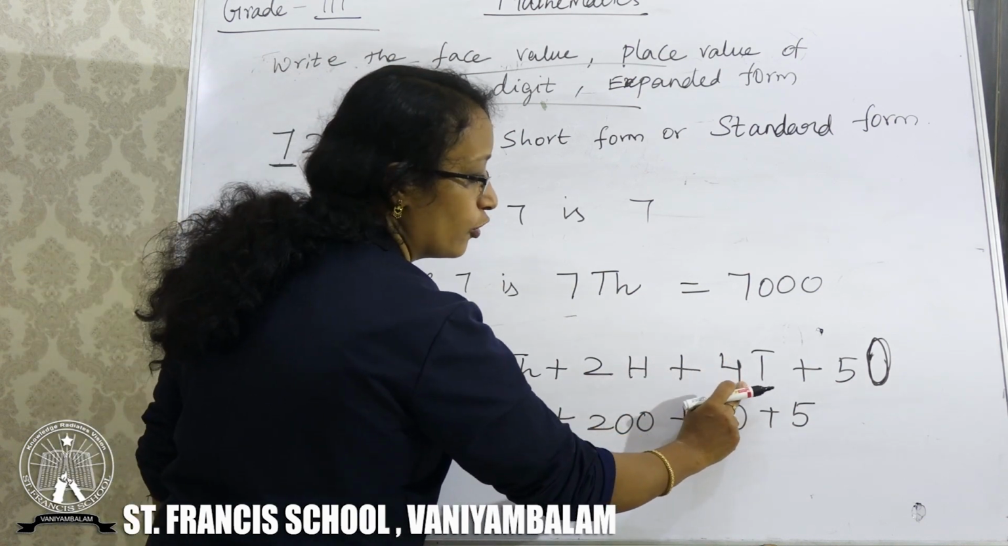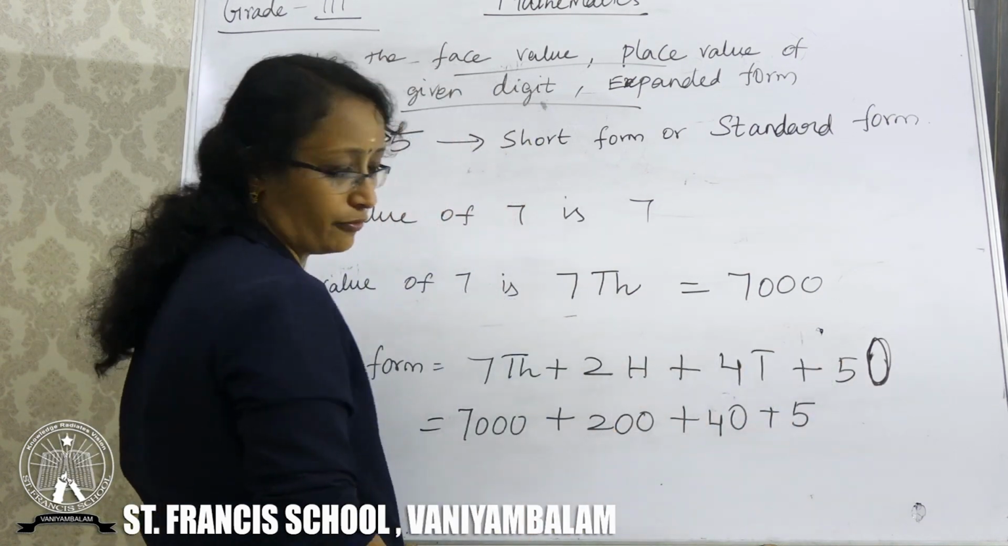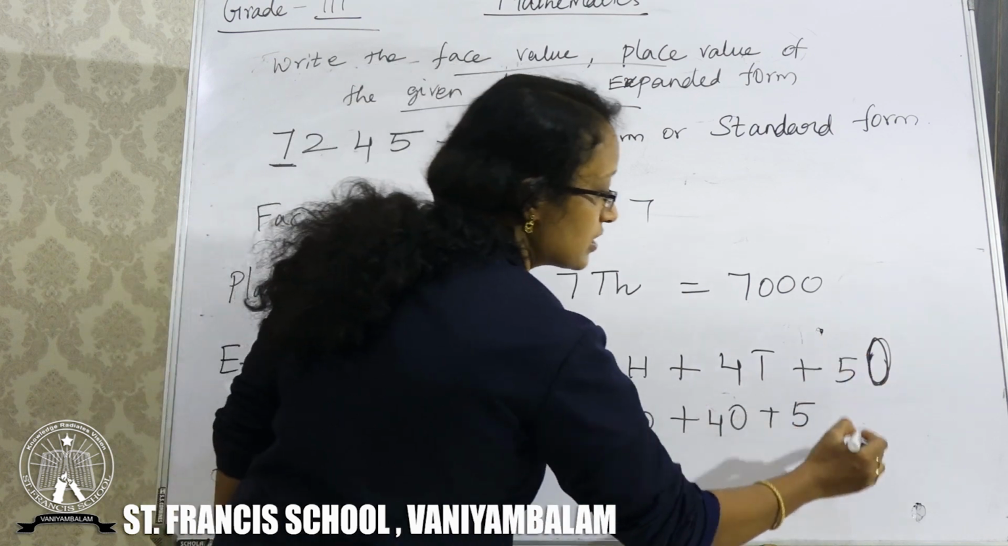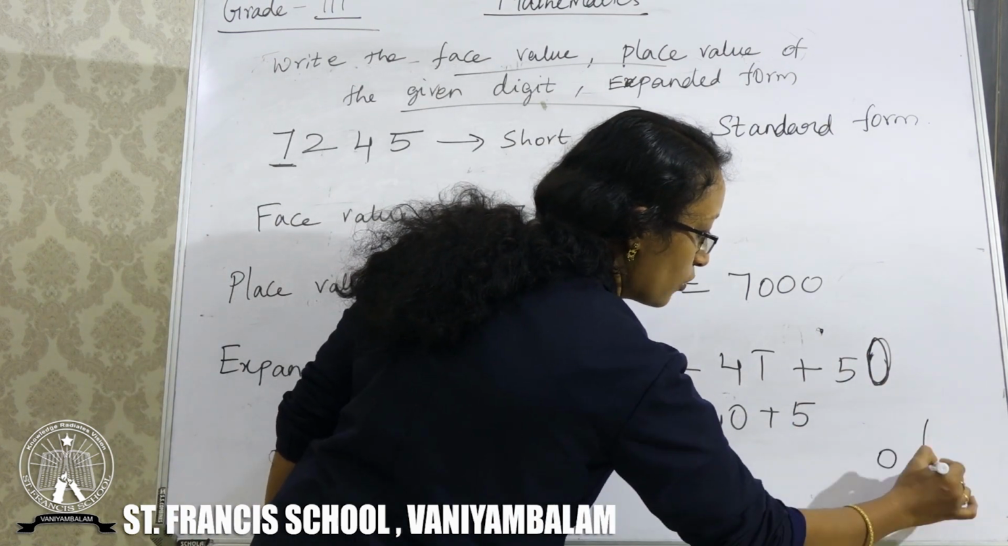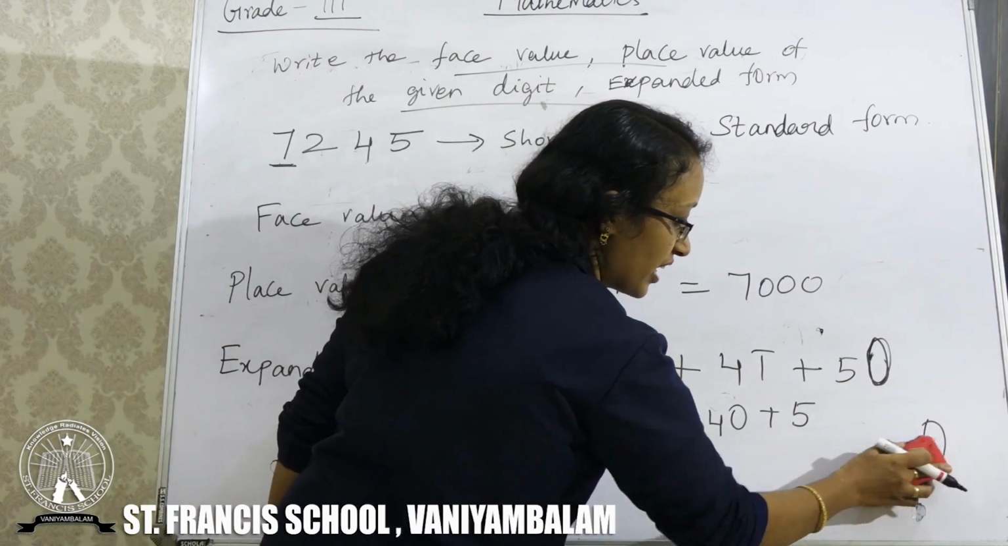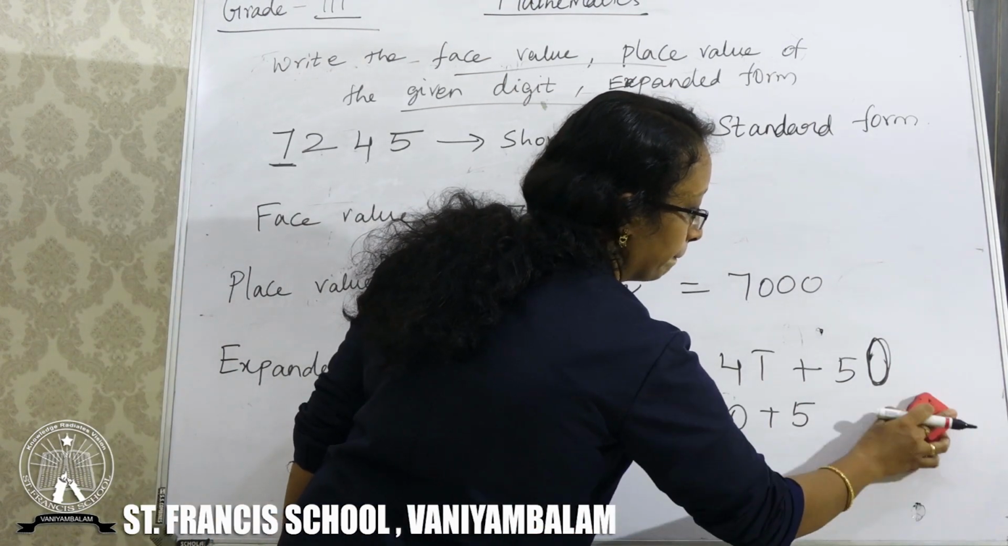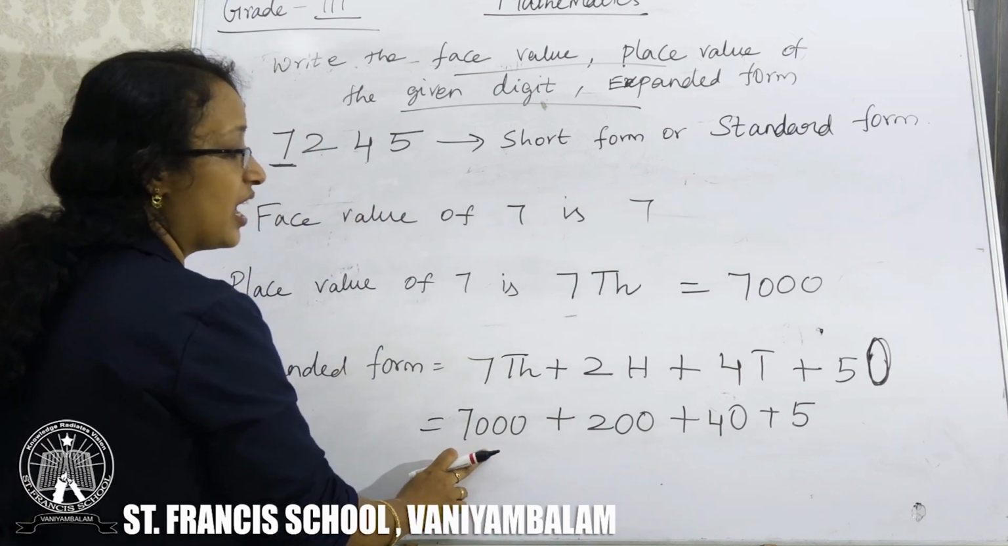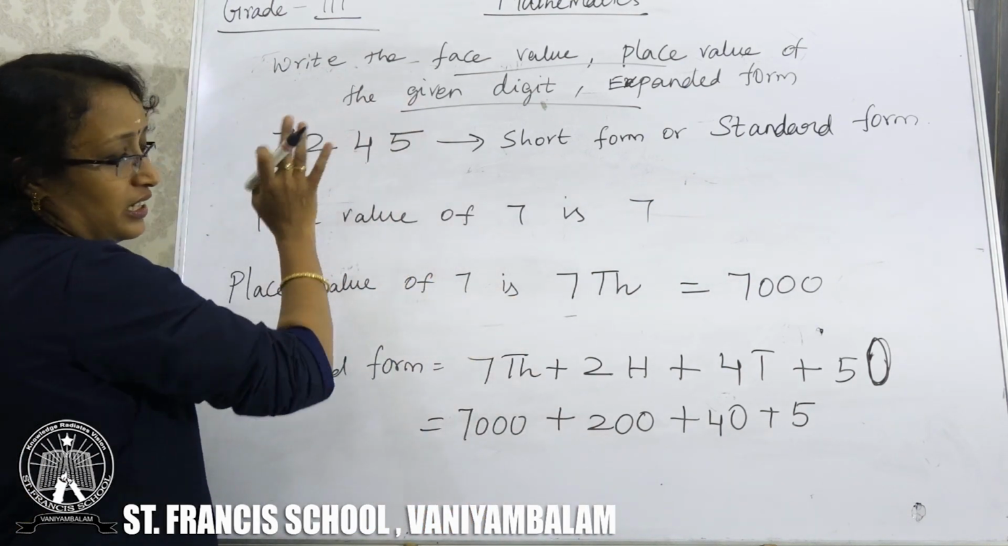7,000 plus 200, 4 tens and 5 ones. So 0 you have to write like this and ones write in an oval shape. Then you can see the difference easily. So this is your expanded form for the given question.